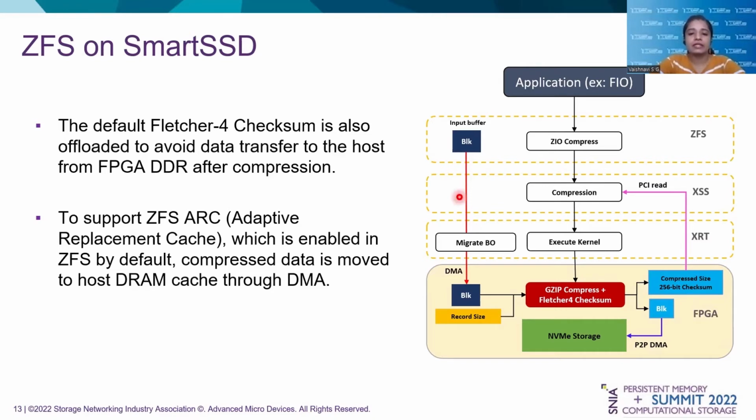Finally, at the stage of writing the compressed data to the disk in the ZIO pipeline, the compressed data is moved to the SSD directly from the FPGA DDR.